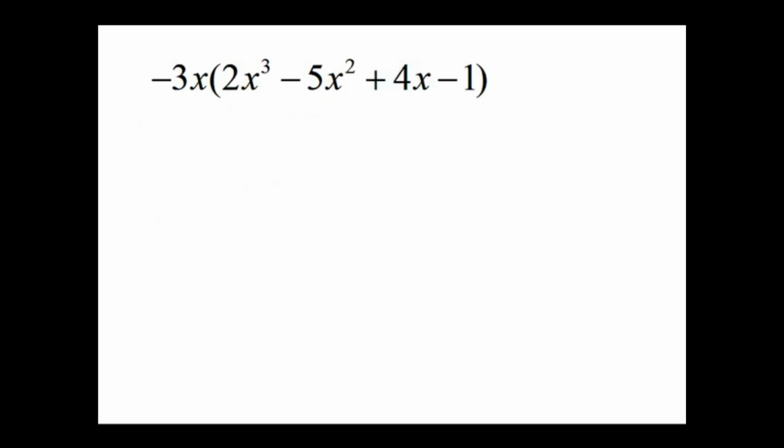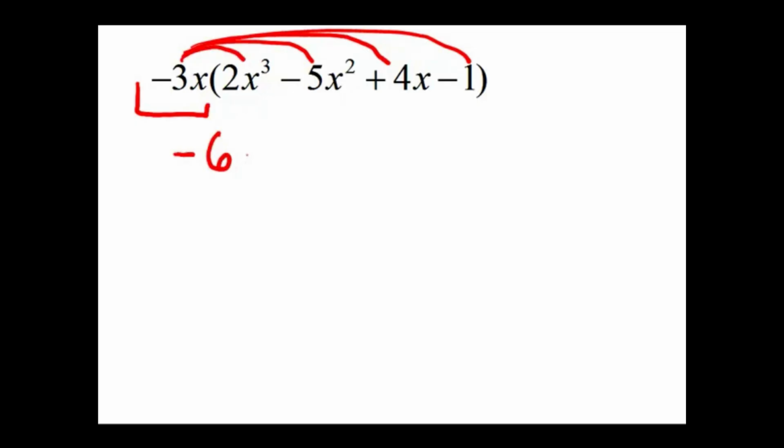Next, we'll look at a monomial times a polynomial. And this one works like some problems you've done before. It's going to be a distribute problem. So we're going to take the negative 3x and multiply by each term inside the parentheses. So first we have negative 3 times 2 will give us a negative 6. X times x to the 3rd, remember you will add the exponents, so we'll get 4.